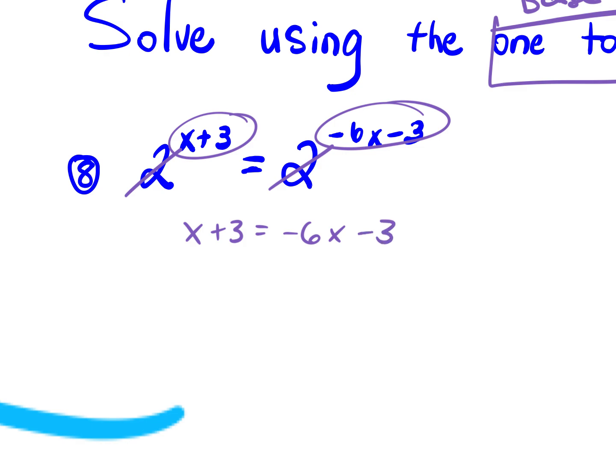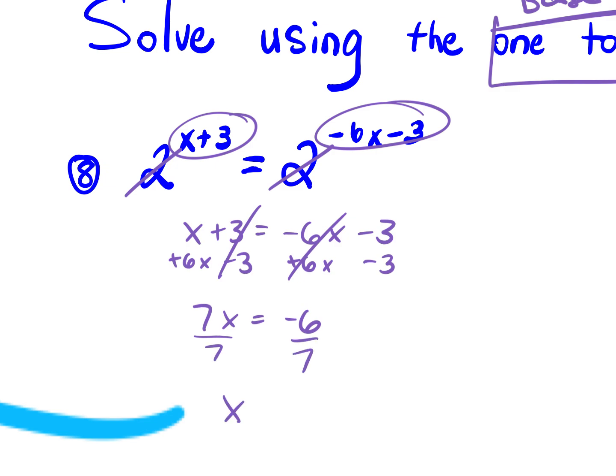I'm going to move my x's to one side and the constants to the other. So I'm going to add 6x, move it to the left, subtract 3, move it to the right. So we have 7x equals negative 6. Last step, divide by 7. So x equals negative 6 over 7.